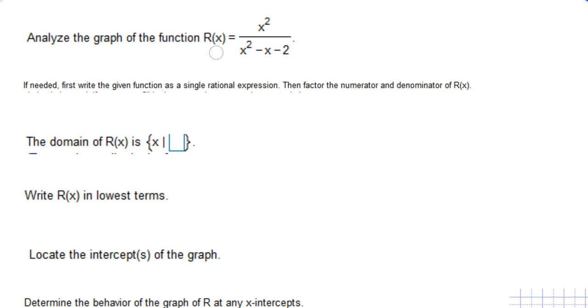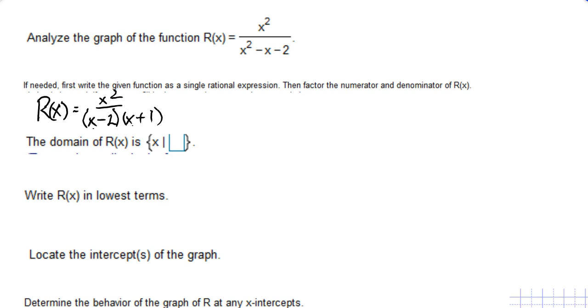Analyze the graph of the function r of x equals x squared over x squared minus x minus 2. So I'll go through each one of these parts. This is sort of a long process, so bear with me. First, we want to factor the numerator and denominator. So we have r of x. The numerator is already in factored form, but the denominator can be factored into x minus 2 and x plus 1.